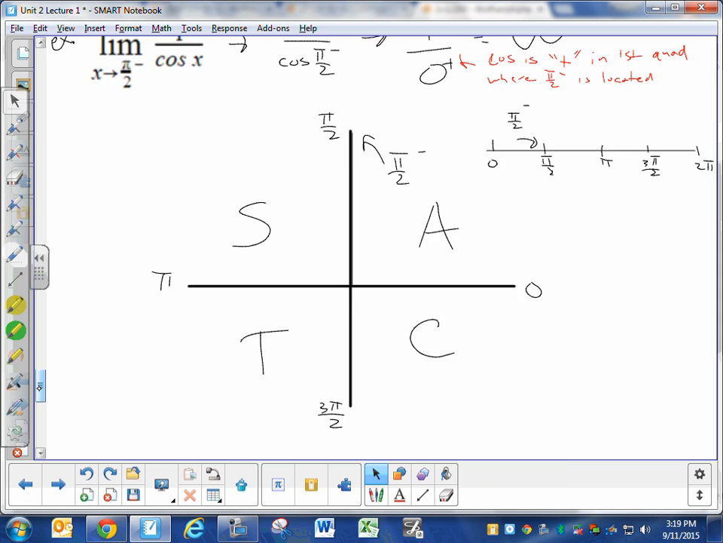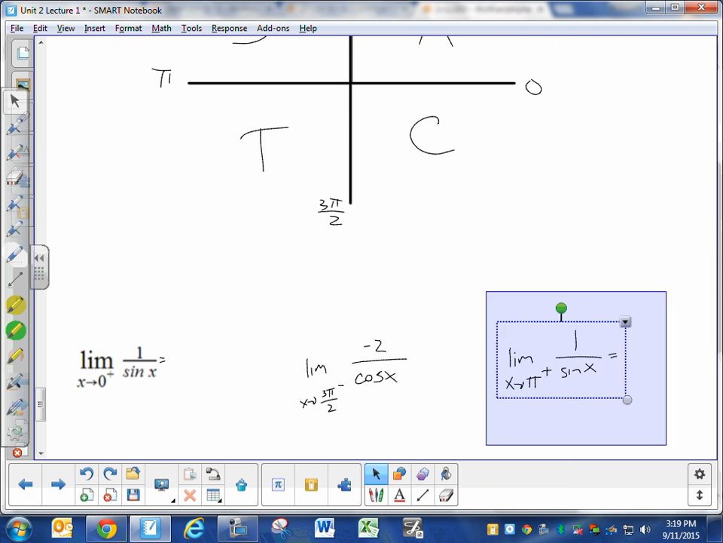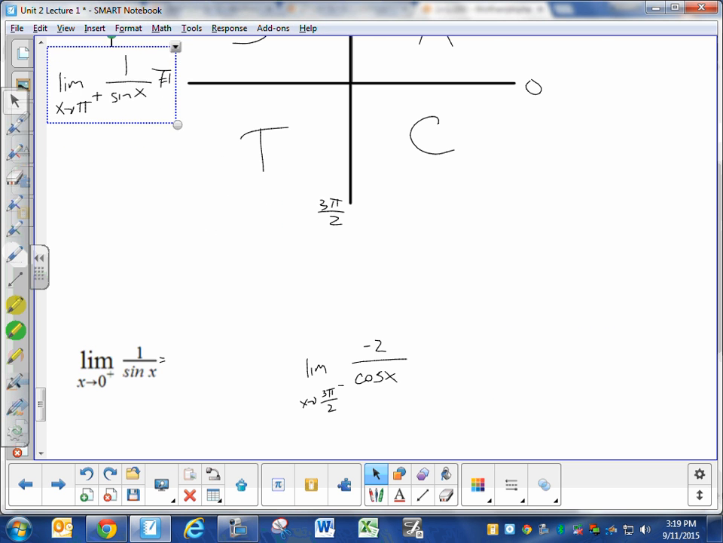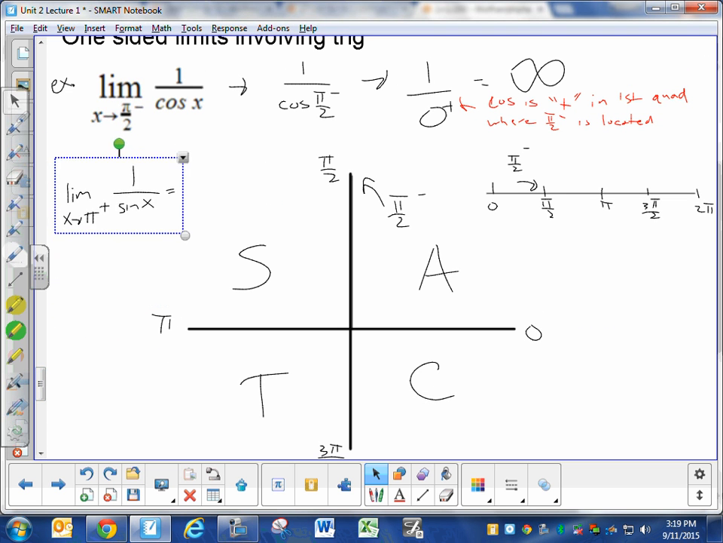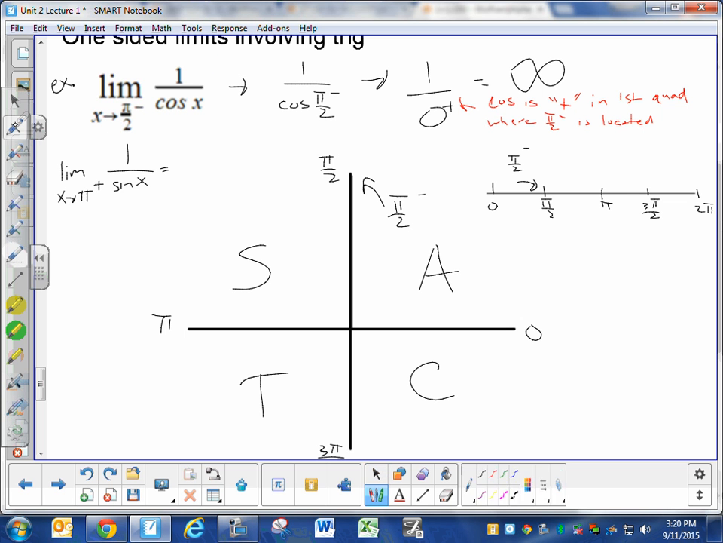Okay? Let's do this one. The limit as x approaches pi from the right of 1 over the sine of x. And I mean, it doesn't have to be 1. It could be 4 over. It could be anything. Okay, go do that. You can do it.